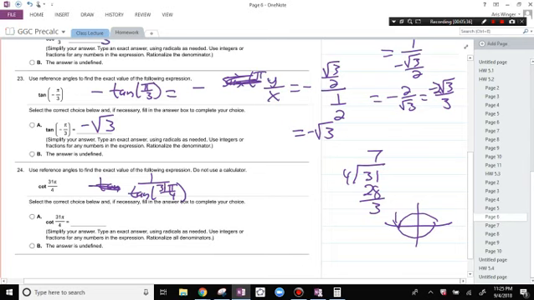3 pi over 4 takes us to the 4th quadrant, right? So the sign in the 4th quadrant is the x over the y. So it's the square root of 2 over 2 over negative square root of 2 over 2. That is negative 1.